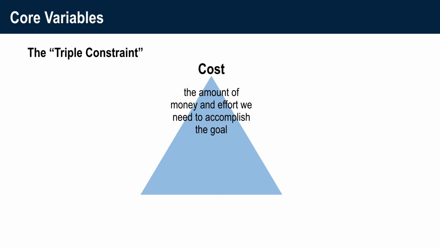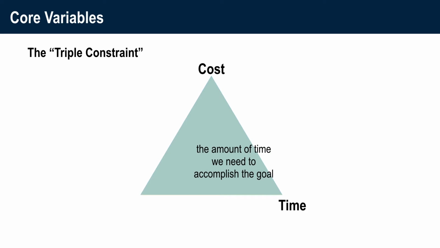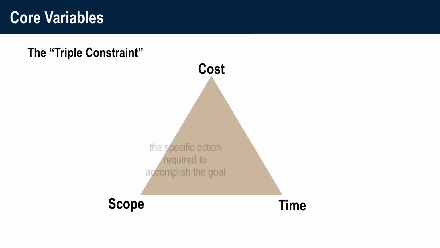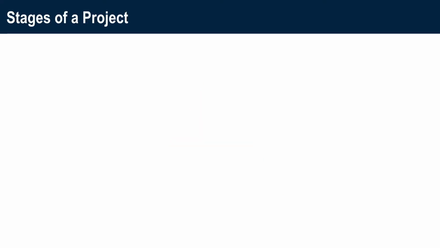First is cost. So the amount of money and effort we need to accomplish the goal. The next one is time. So how much time do we need to accomplish the goal? And then of course the third is the scope. So what specific work is required to accomplish the goal? Taken in tandem, these 3 things represent a triple constraint and all 3 must be balanced. At times, some are emphasized over others. And that's not always a bad thing, but it's important to make sure that all 3 are attended to throughout the life of any given project.